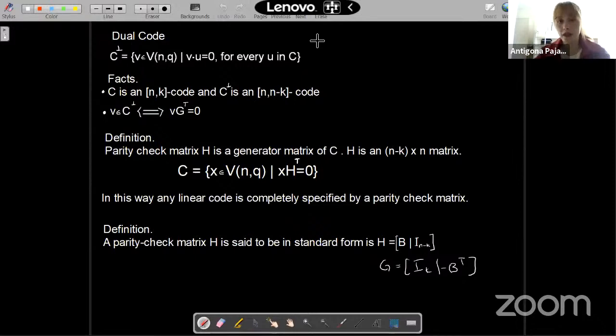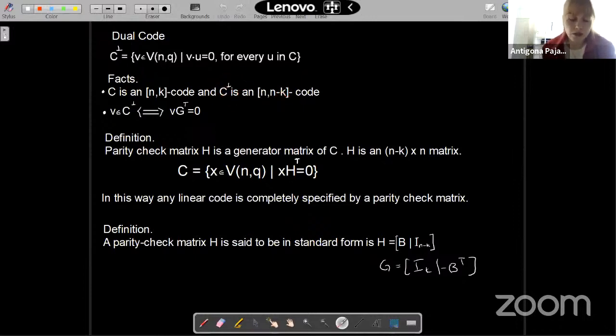But first, to do that, we have to know what a dual code is. A dual code is the set of all vectors such that their product with the code words is equal to 0 for every code word in C, and we denote it by this notation. Now we know that C is a linear (n, k) code, and the dual code is also a linear code, with length n and dimension n minus k.